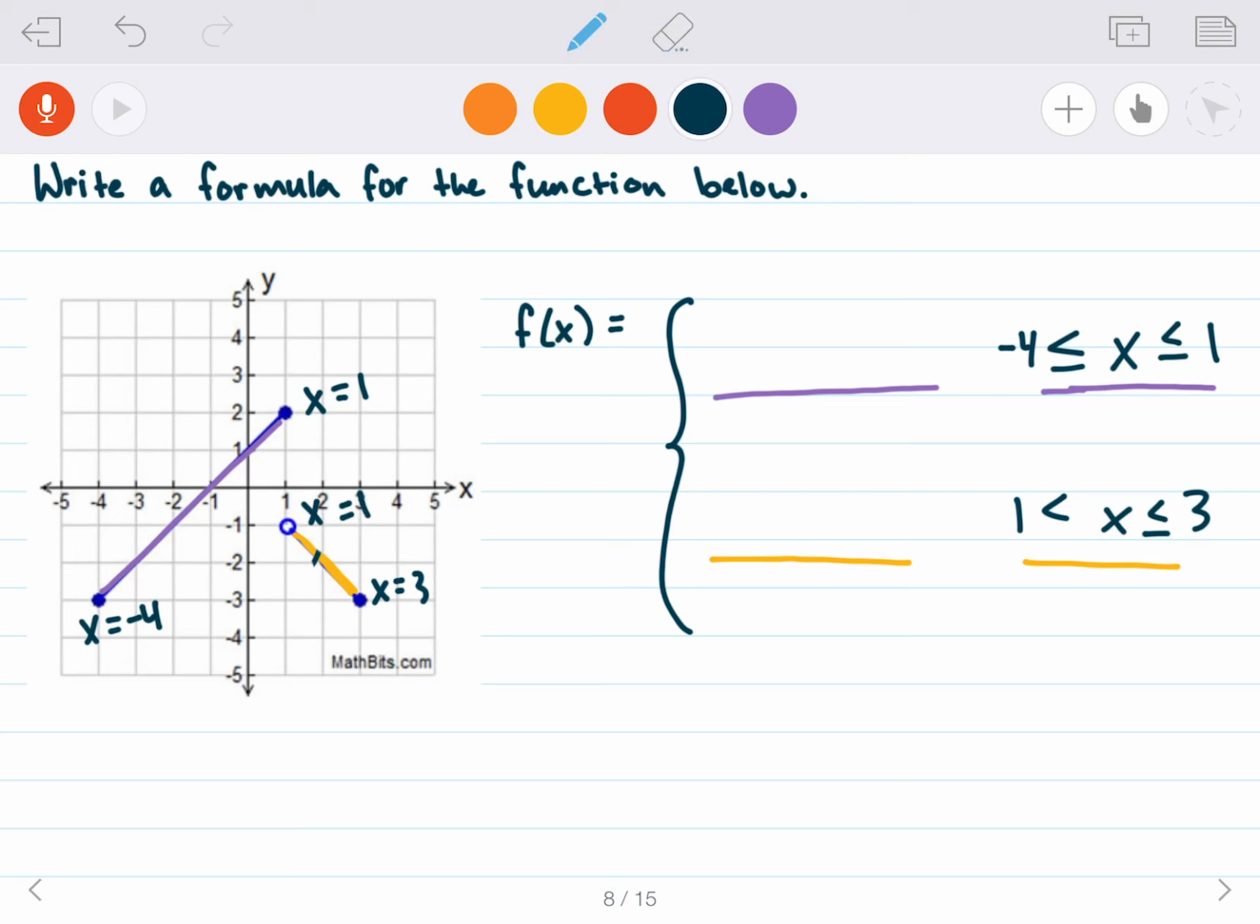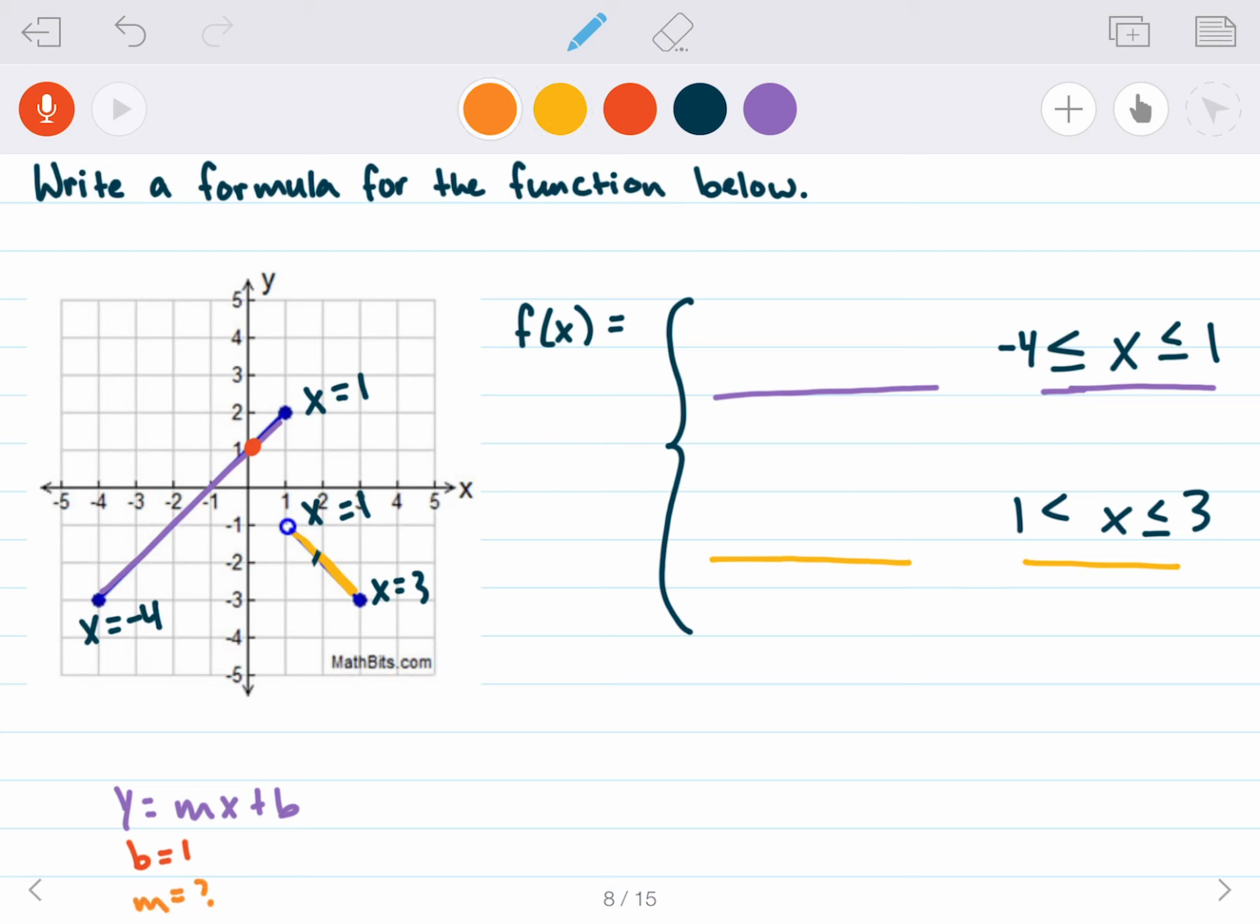Alright, so that's the easy part, finding the domain, I think. Now we have to actually figure out what the formulas for the lines are. So, for the first line, we want to put it in y equals mx plus b form. And notice that I have b already. I have 1 for b. And I just need to figure out what is m.